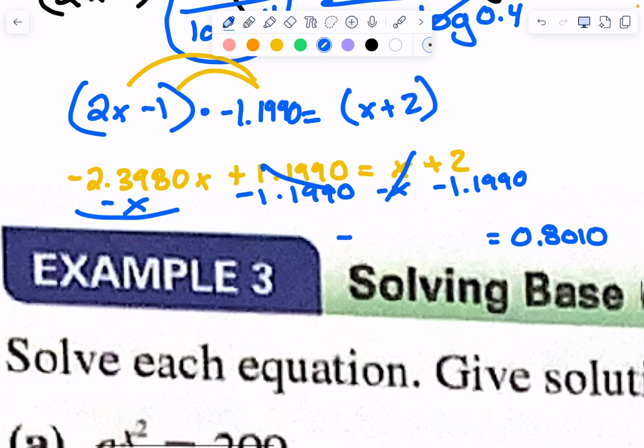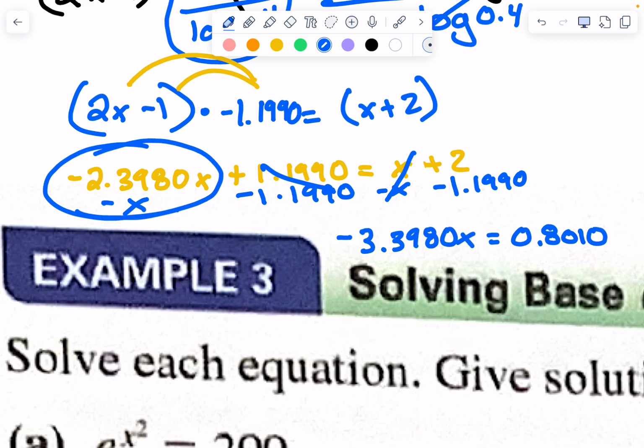Okay, and then what's this? What happens here? The X go away? No, the X's don't go away. Just minus 1. They're both negative though. Oh, positive. 3.3980 X, right? This is -2 minus another 1, right? You see how that works?